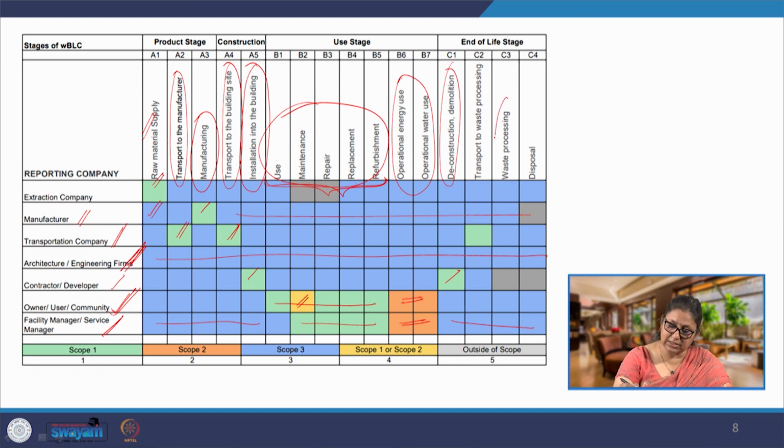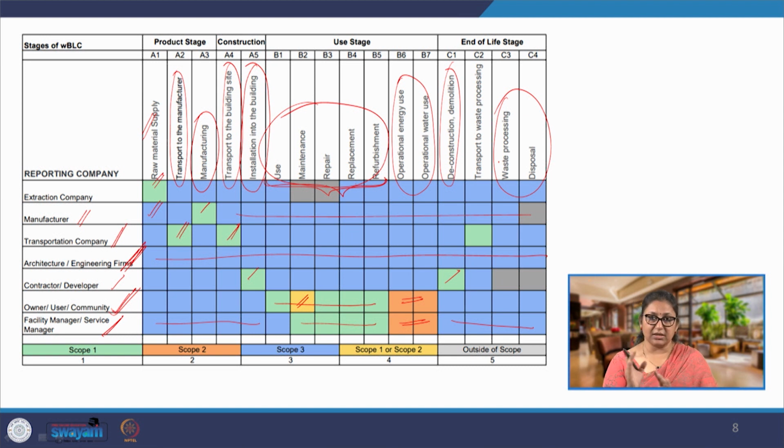Now, this was the waste processing and disposal. For some companies it may be out of scope, for others it may be well within the scope. It totally depends upon the boundary setting and the goal setting that we have already seen. So, depending upon the goal and boundary for an individual company, it will be counted as scope 3 or may be excluded even from scope 3.